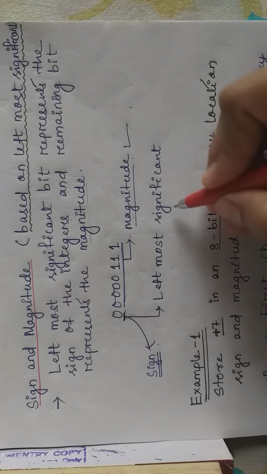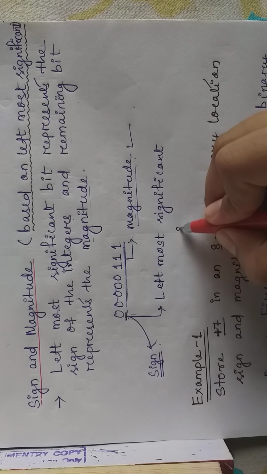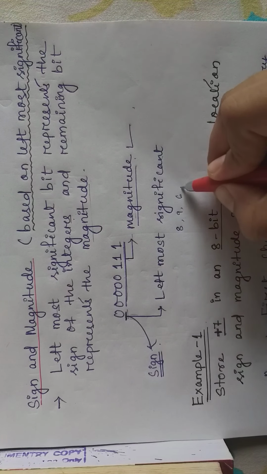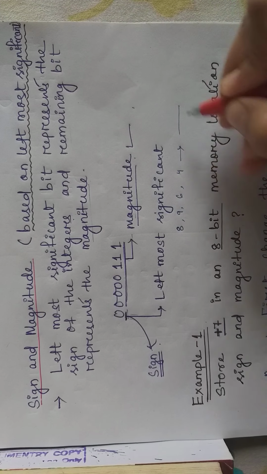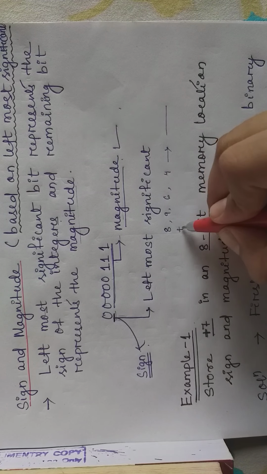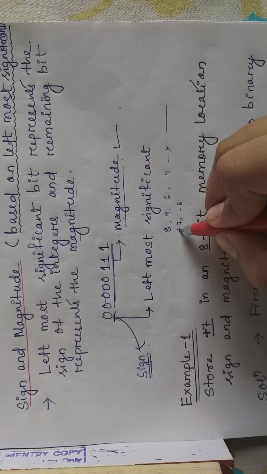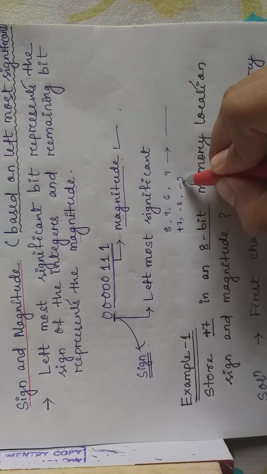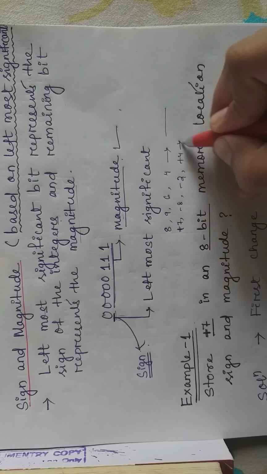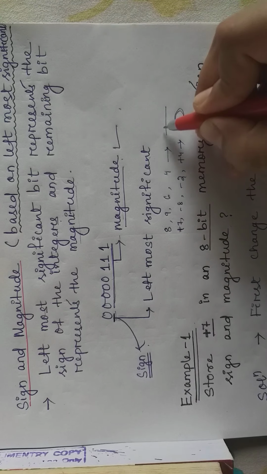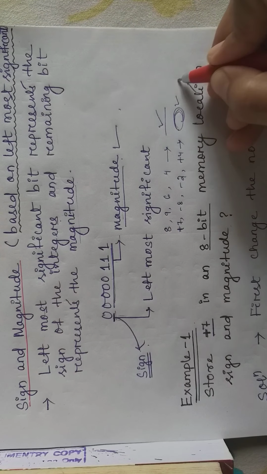That means if we write 8, 9, 6, all are unsigned integers. But if we write plus 7, minus 8, plus 7, minus 8, minus 2, plus 4, all belong to signed integers. Here unsigned, here signed integer.